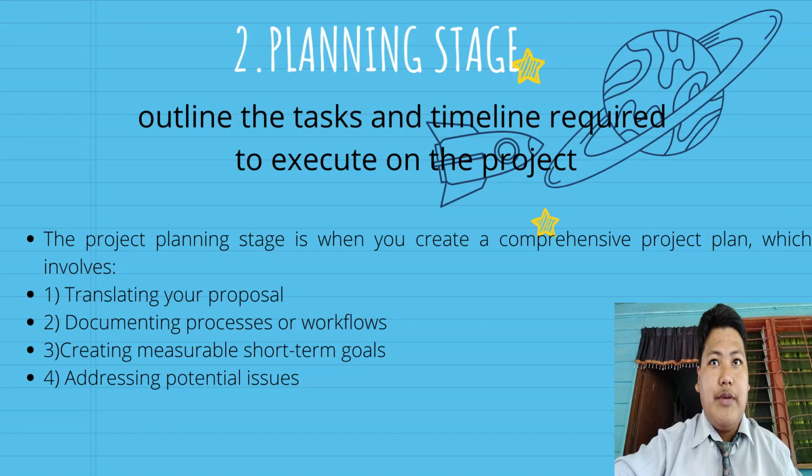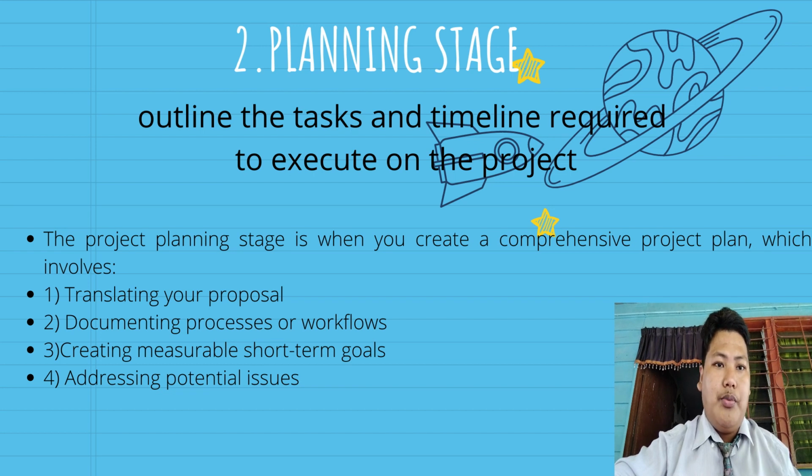The second stage of the project life cycle is the project planning stage. Outline the tasks and timeline required to execute the project. Once the proposal has been approved, it's time to move on to the project planning stage. The project planning stage is when you create a comprehensive project plan, which involves translating your proposal into a series of actionable tasks and scheduling them into a project roadmap.